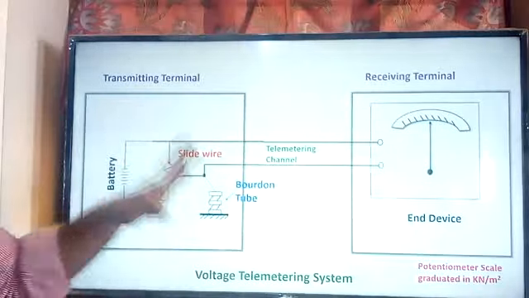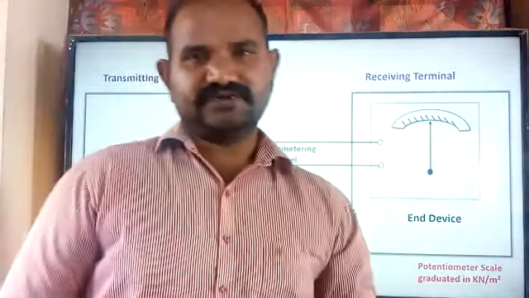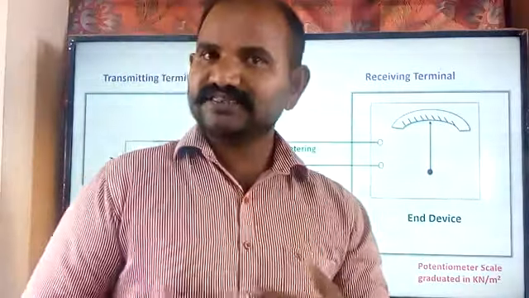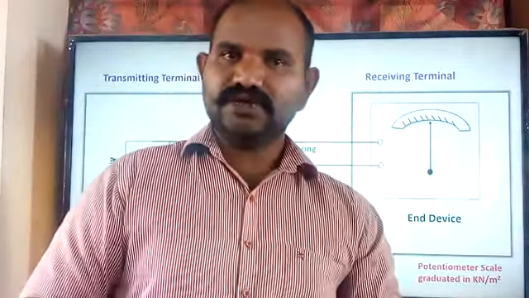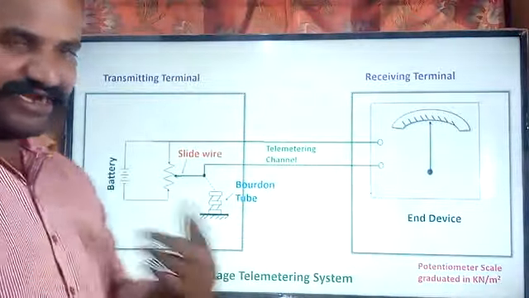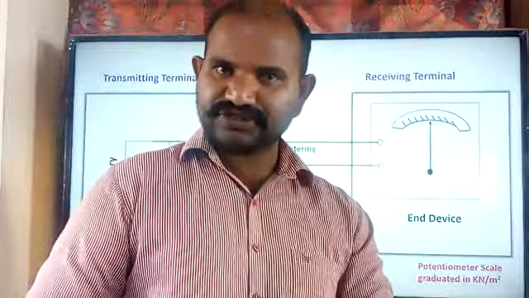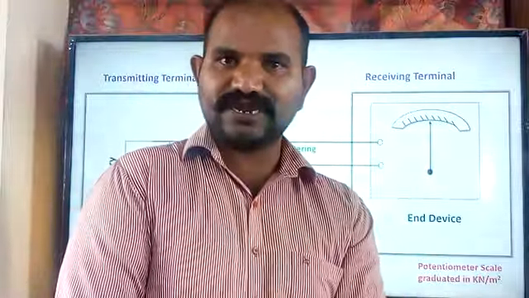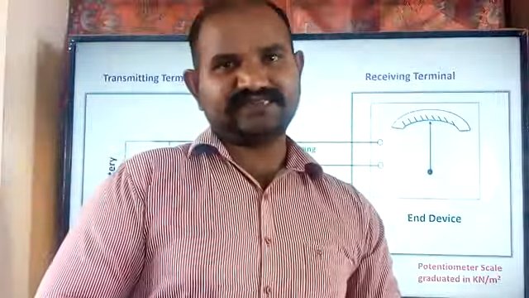If you see this, we are using the Bourdon tube in order to measure the pressure, which is a physical entity, by the transducer. I'm using one transducer, which is nothing but the Bourdon tube. The main intention of the Bourdon tube is to sense or measure the pressure experienced by this particular element in the environment.